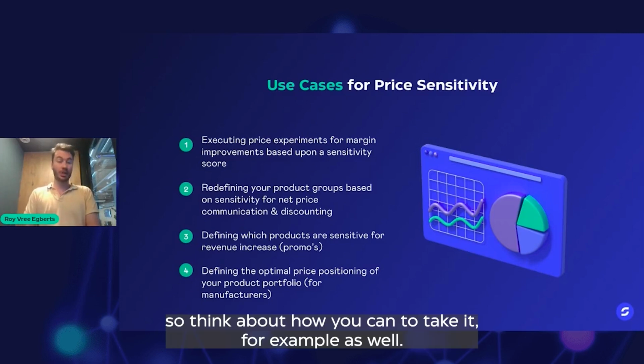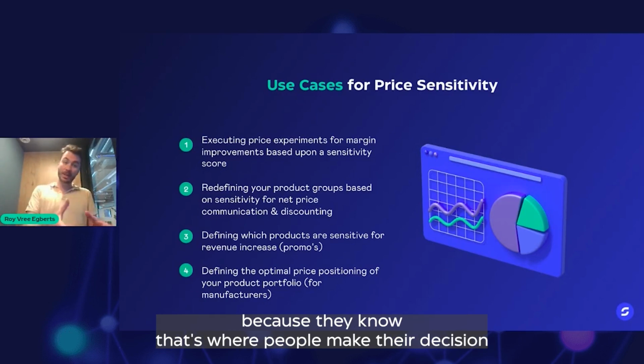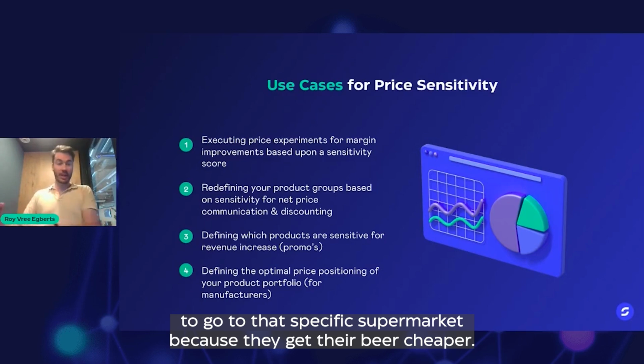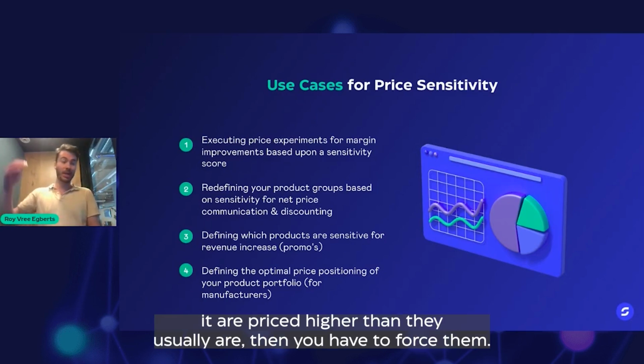or your shop. So think about Heineken, to take it for example as well, right? The amount of times beer has been discounted in the supermarket because they know that's where people make their decision to go to that specific supermarket because they get their beer cheaper. But your Lay's, chips, and other things you want to buy together with it are priced higher than they usually are.